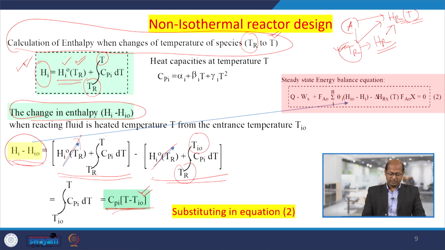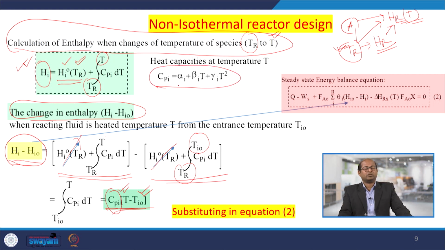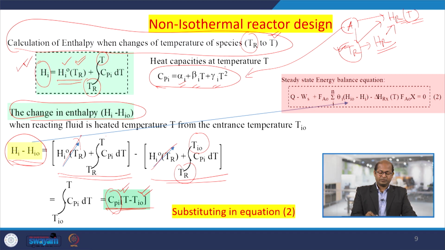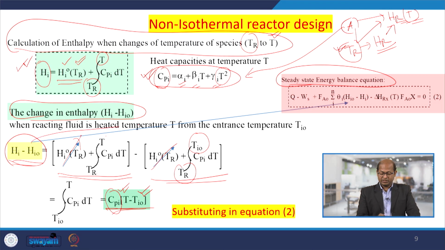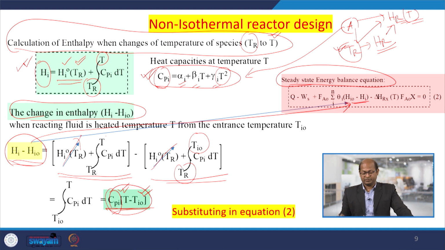So, if we know the inlet initial temperature and the specified temperature for component A, and Cpi, the heat capacity, we can define it for a particular component at a particular temperature. If we know the alpha, beta and gamma values for component A, and the specified temperature at which we want to calculate the specific heat, we can find it using these equations. Now this is our energy balance equation. In it, we substitute Cpi times T minus Ti0 here. The rest remains as it is.